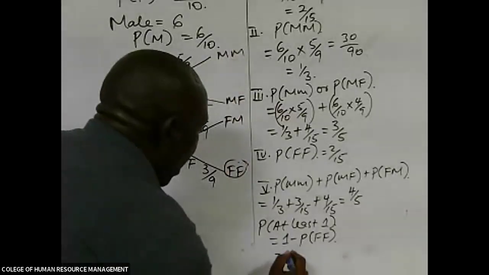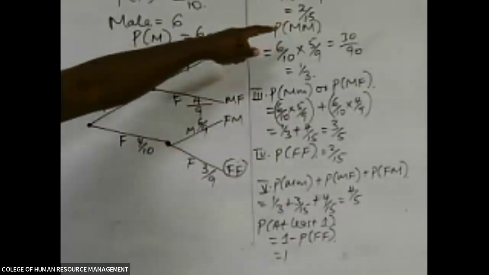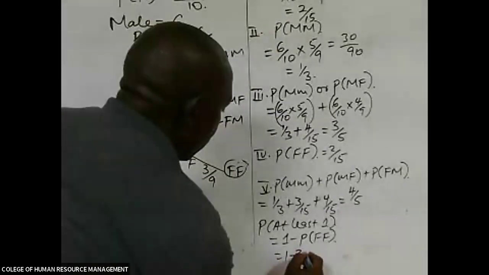So you can do 1 minus the probability of FF. Probability of FF was what? Probability of FF was 2 over 15.